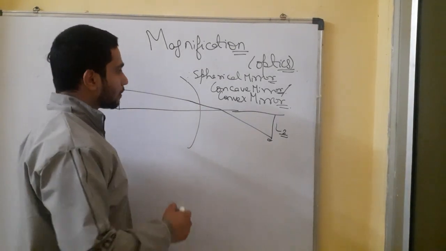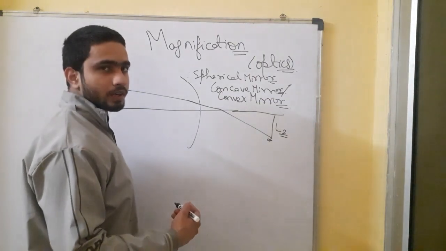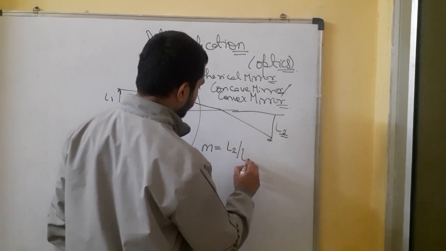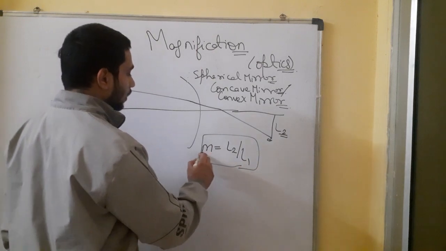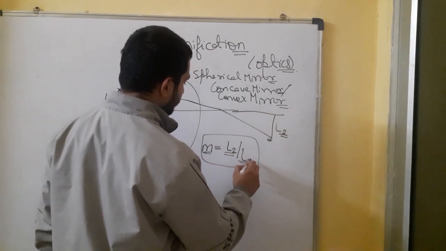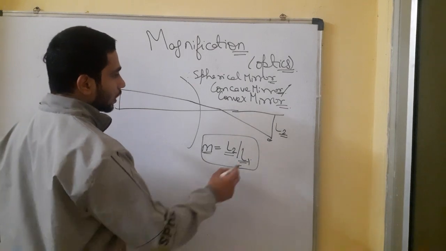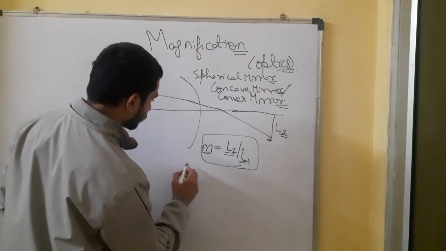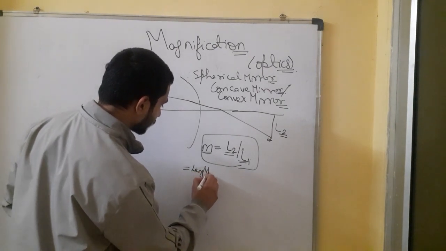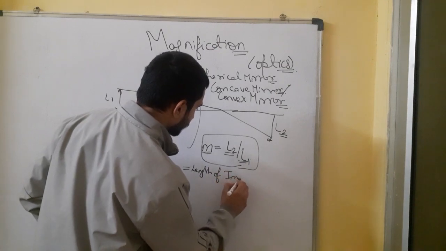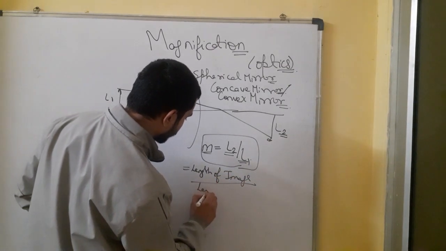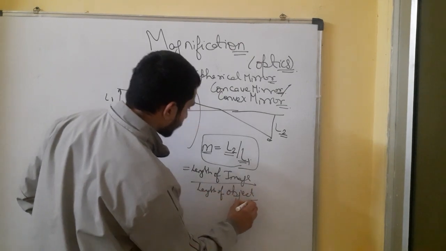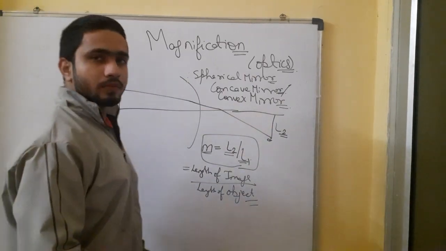So to denote that, we will be defining a magnification factor m, equal to L2 by L1. So length of the image upon length of the object. This is the magnification factor. L2 is the length of the image and L1 is the length of the object. So m is defined like this.